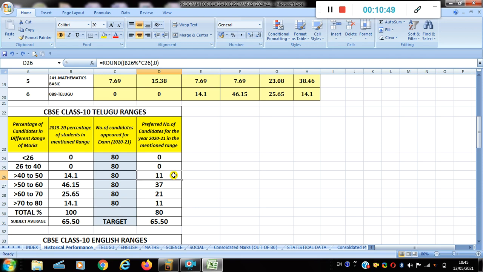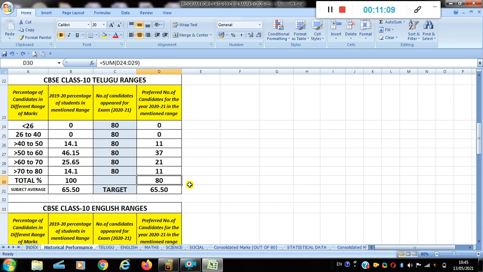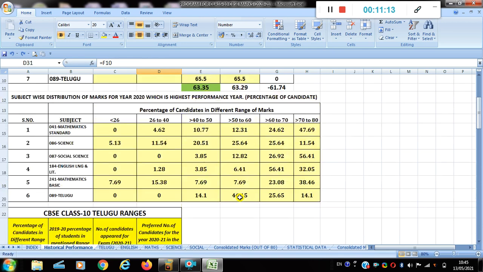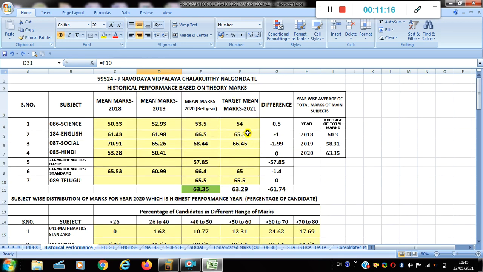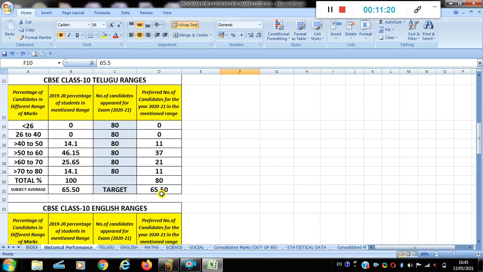Rounded off values only I have shown here. Rounded off, it comes up to 11. Like that, there should be 11 members in this range, 37 members in this range, 21 members in this range, and 11 members must be in the range 70 to 80. So total it comes up to 80. Then the subject target here is also 65.50. What we fixed as the target will be reflected here also, right?